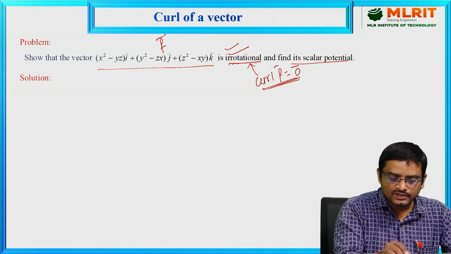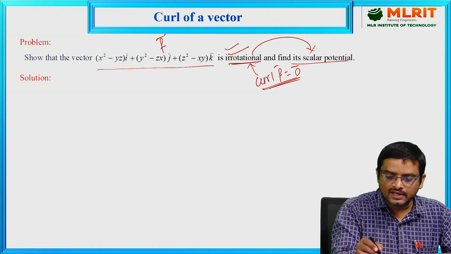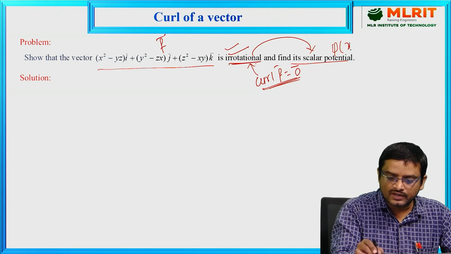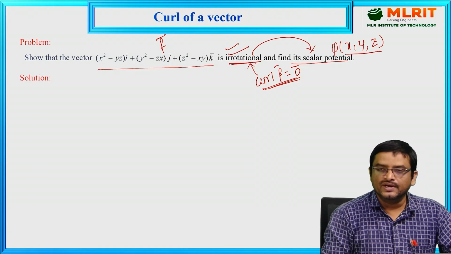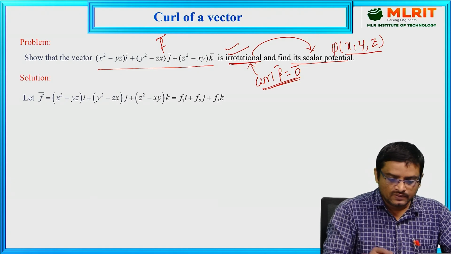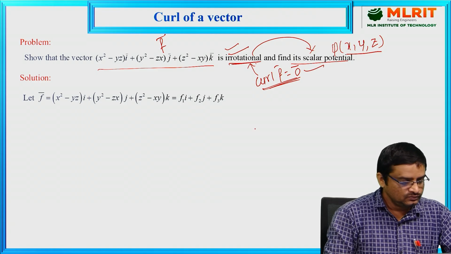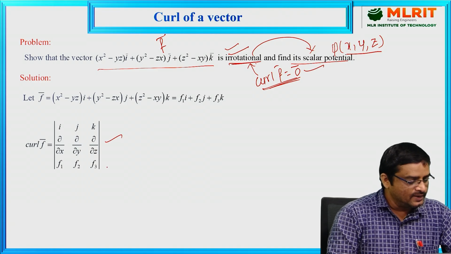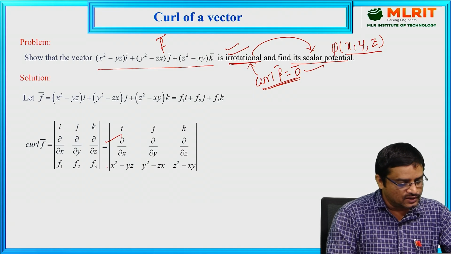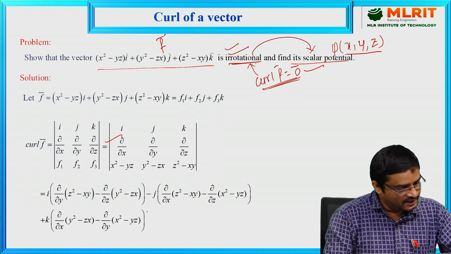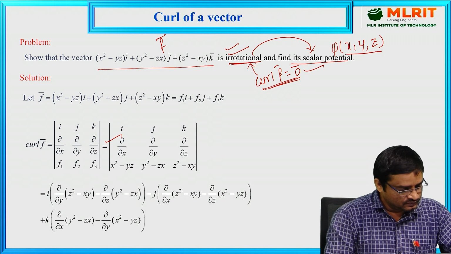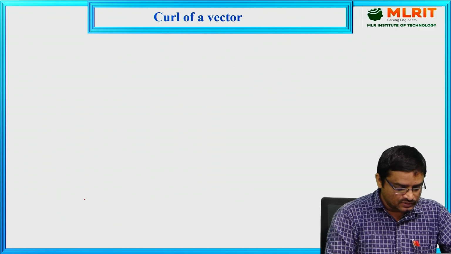Whenever the vector is irrotational, then there exists a scalar point function, that is, we have to find the value of pi of x comma y comma z. That is the meaning of this problem. So first we will concentrate on this. We know how to find the curl F bar value. You substitute the partial derivatives, this f1, f2, f3, find the determinant of the 3 by 3 matrix here, then find the partial derivatives here.